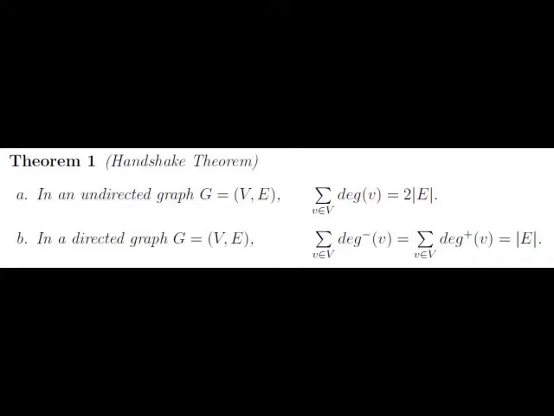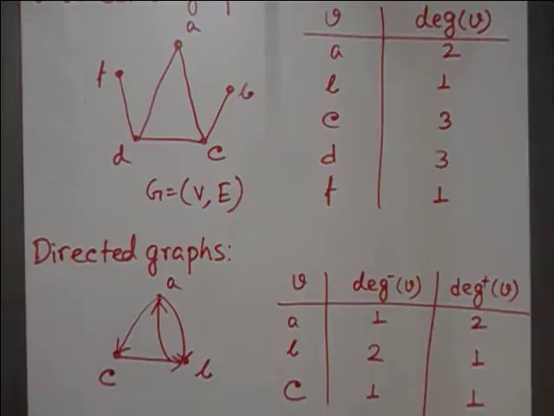Next is the first theorem, the Handshake Theorem. This is a very important theorem that involves the degree of vertices in a graph and the number of edges. So in an undirected graph G with vertices V and edges E, if you sum up all the degrees of all the vertices, then it adds up to twice the number of edges. Okay, so we have this one example of an undirected graph.